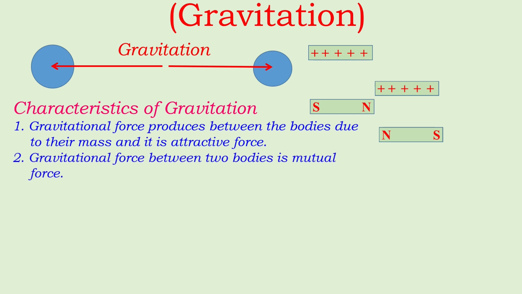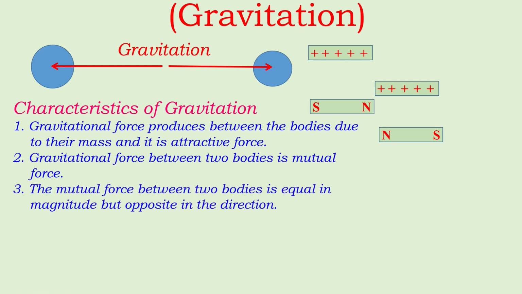Now another characteristic: gravitational force between two bodies is a mutual force. What does it mean? Mutual force means not only the first body attracts the second one towards its center, but the second also attracts the first towards its center. That's why this is a mutual force. A single force doesn't exist in gravitation. Mutual force exists between two bodies, which is gravitation.